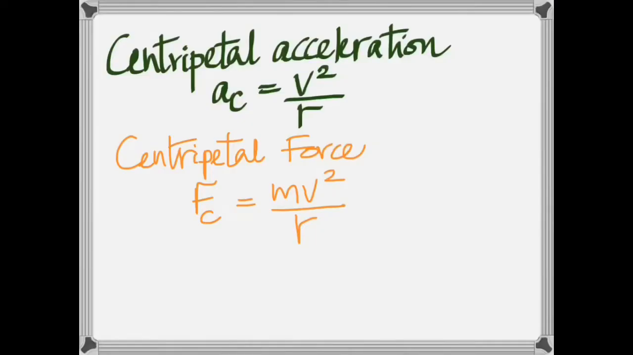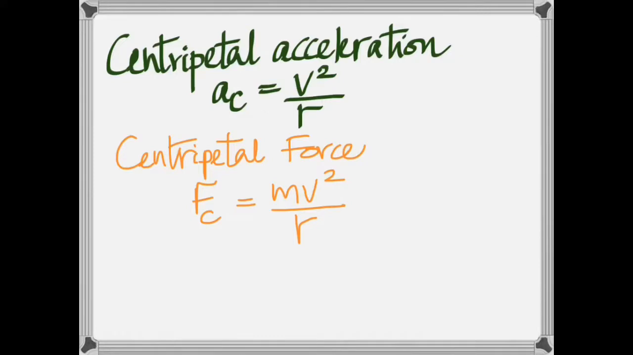Here is a summary of what I just said. Centripetal acceleration is v squared by r. And wherever there is acceleration, there must be a force. So the centripetal acceleration gives rise to a force which is called the centripetal force. All you got to do is multiply the acceleration with mass. So centripetal force is mv squared by r, because force is mass times acceleration.